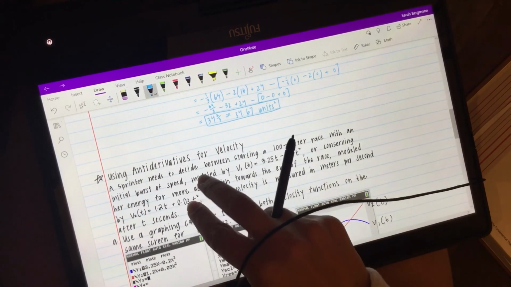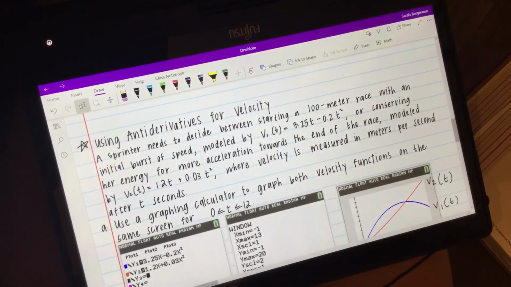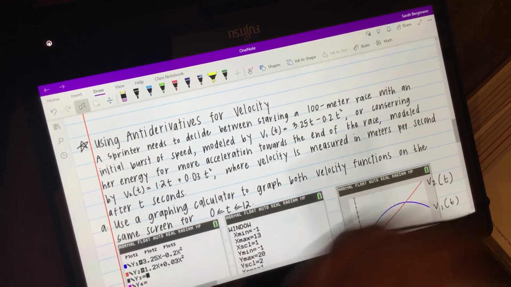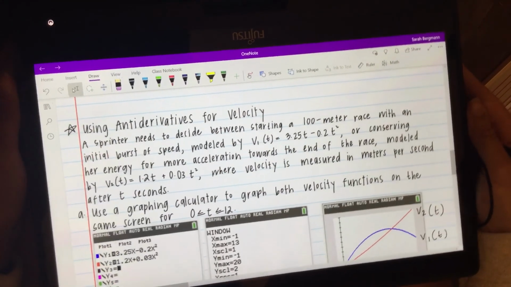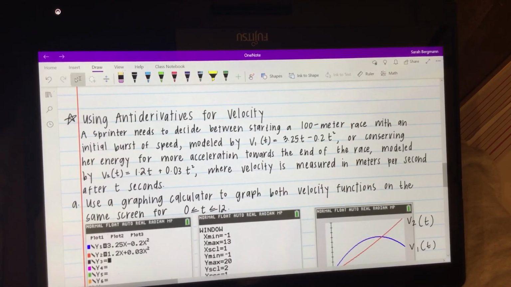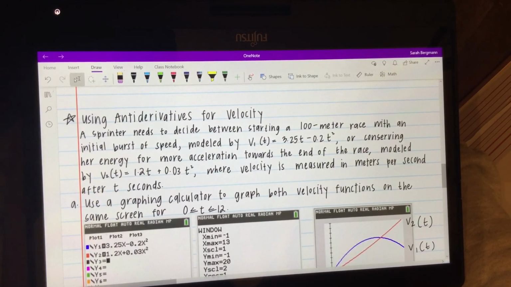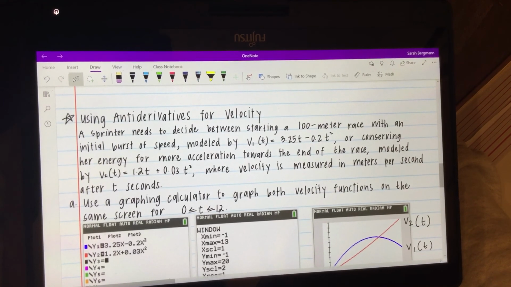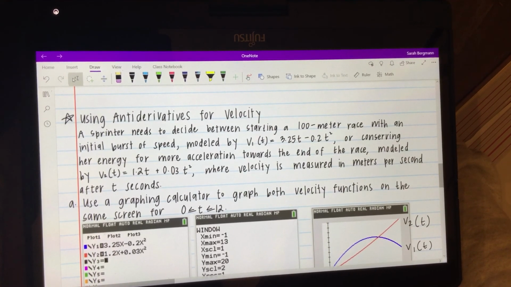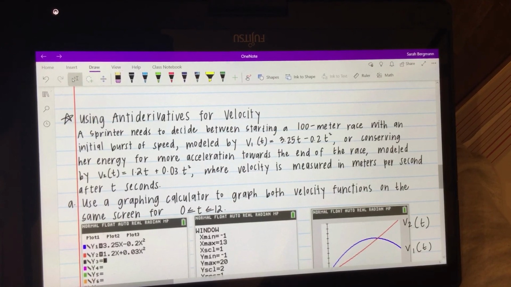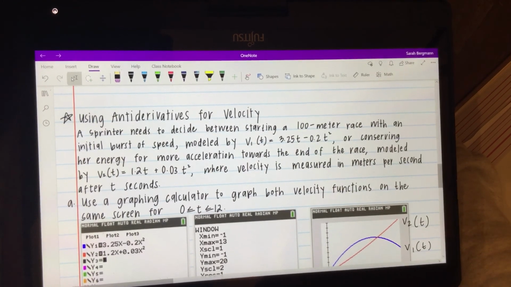One other way we can use antiderivatives is for velocity. So let's do this problem together. It says, a sprinter needs to decide between starting a 100-meter race with an initial burst of speed modeled by the first function v1 of t, or by conserving her energy for more acceleration towards the end of the race modeled by v2 of t, where velocity is measured in meters per second after t seconds. Part A, use a graphing calculator to graph both velocity functions on the same screen for the interval 0 to 12.